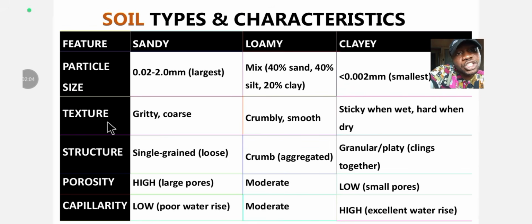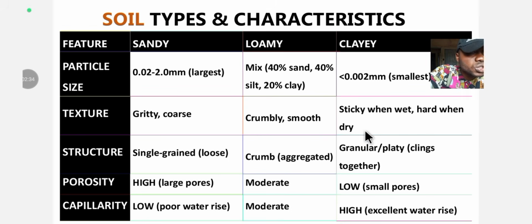So what are the textures of the different soil types? Sandy soil has a gritty or coarse texture, like the texture of salt or sugar granules. Then loamy soil has a crumbly, smooth texture. It's not so smooth, but it's a bit smooth.